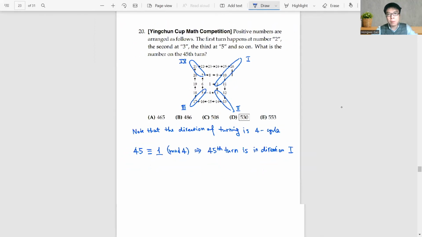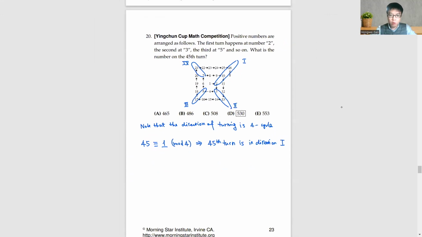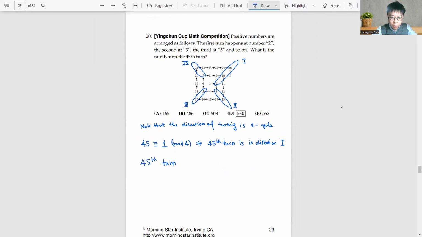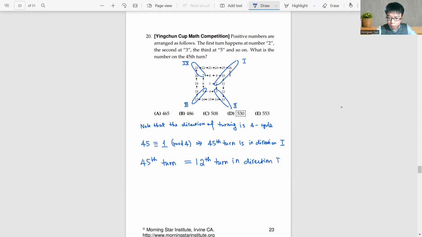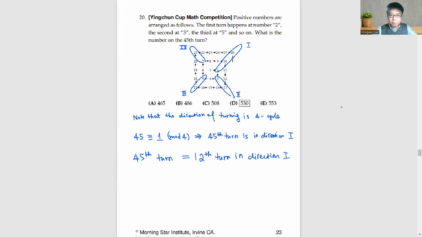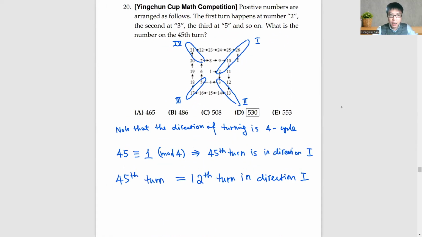And let's see which number in direction 1 is the 45th term. Because the turnings are a 4 cycle, that means the 45th term is equivalent to the 12th term in direction 1. Okay, and now let's check the pattern in these numbers. And it's easy to see that the number before the turning number is a square number. Like 2, before that is 1, 1 is a square number. 10, before that is 9, 9 is a square number. 26, before that is 25, it's a square number.